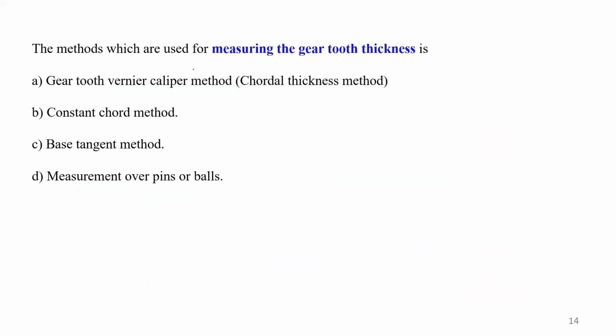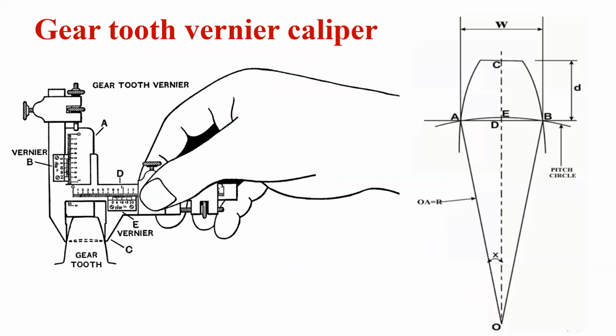The methods which are used for measuring the gear tooth thickness are gear tooth vernier caliper method, chordal thickness method, constant chord method, base tangent method, and measurement over the pins or balls. In this lecture we cover the gear tooth vernier caliper method. This is the gear tooth vernier caliper.